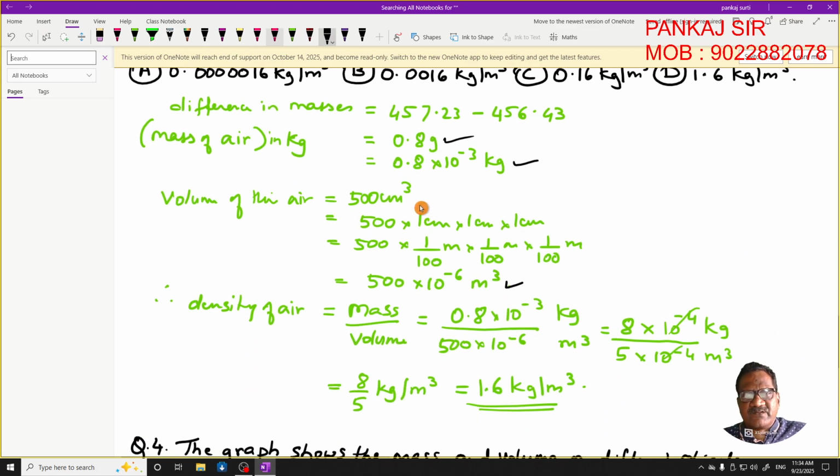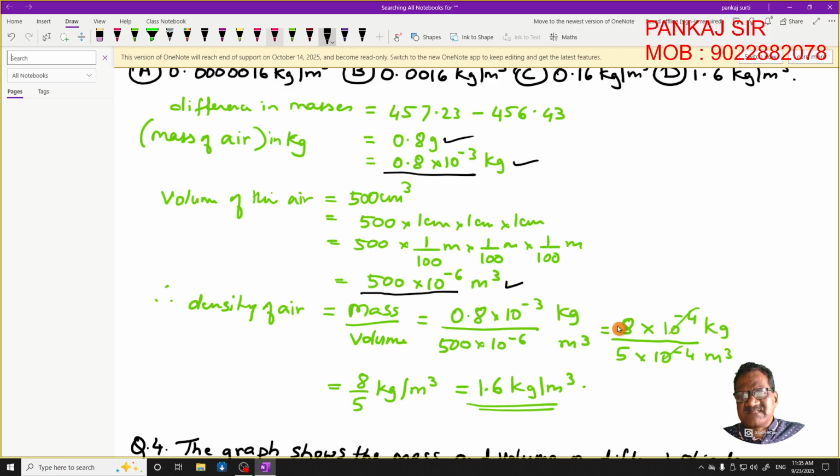So the mass of the air you got in kg is 0.8 into 10 raised to minus 3 kg, and the volume of the air you got in meter cube as 500 into 10 raised to minus 6 meter cube. Now density of the air is given by this formula, mass upon volume. So mass I will take 0.8 into 10 raised to minus 3 kg, and volume I am going to take 500 into 10 raised to minus 6, and the unit will be kg per meter cube. Now this 0.8 into 10 raised to minus 3, very nicely I can write it as 8 into 10 raised to minus 4. And this 500 into 10 raised to minus 6, very nicely I can write it as 5 into 10 raised to minus 4 meter cube.